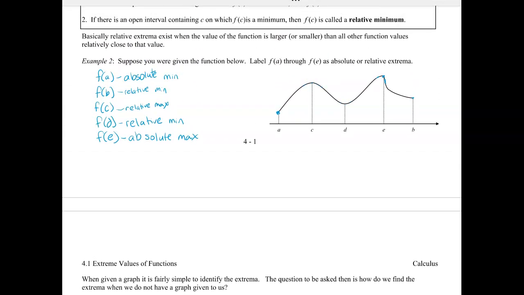If I was to take the derivative, just looking at c through e, at c I would see that my slope is 0. My slope at d would also be 0. And my slope at e, well, that's a pointy place, meaning I can't take the derivative of that, which would make the derivative at e undefined.